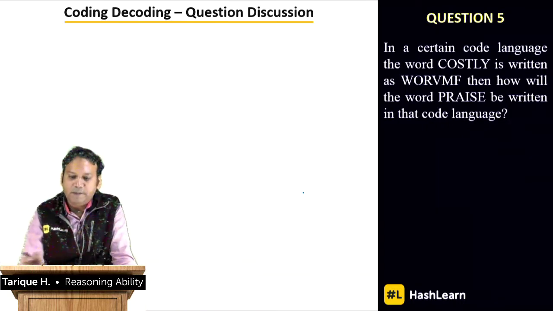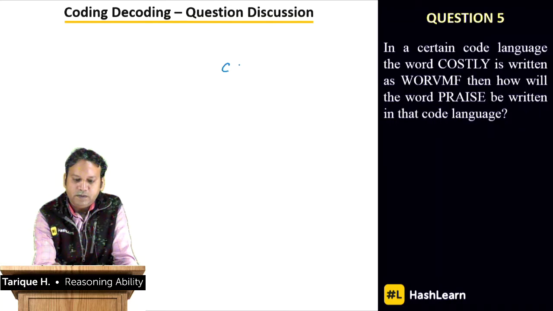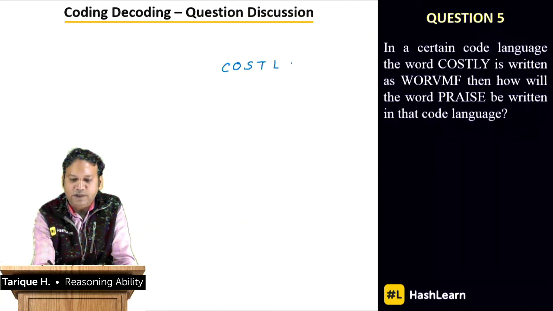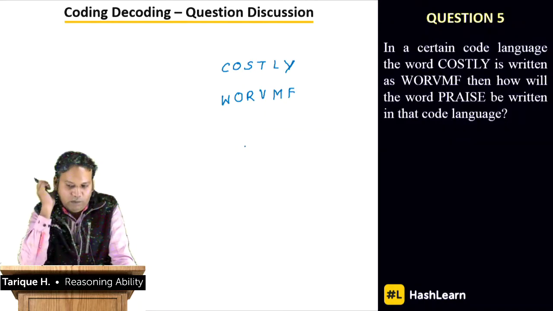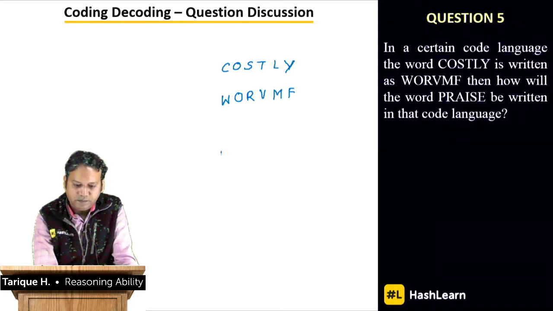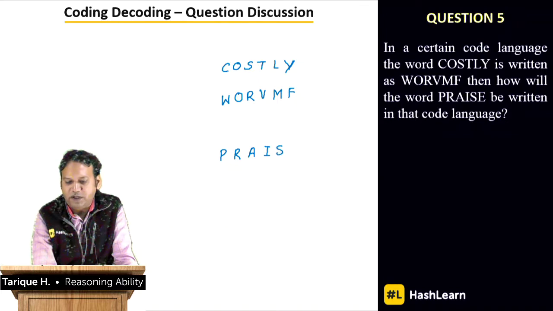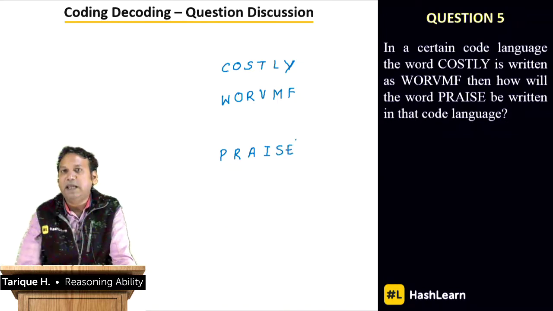The word costly, write down the word costly, and the code for that word costly is written as WORVMF. Then the word praise, what will be the code for this word praise? Now the only hint I'll give you is that this is based on shifting coding. That means coding by shifting the letters.